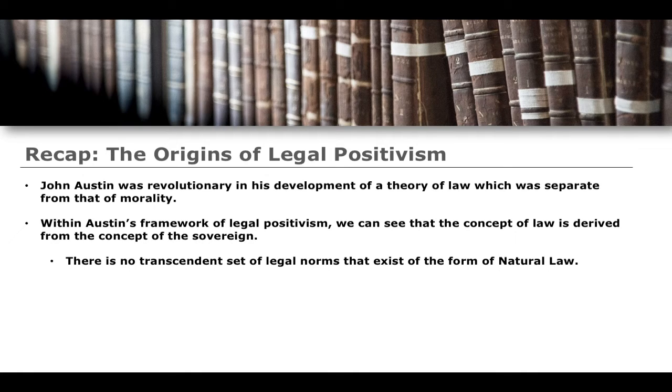What we do is get rid of this idea that there are transcendent sets of legal norms and principles. According to the Austinian positivists, there is no transcendent set of legal norms that exists in the same way a natural lawyer would understand it, and how a natural lawyer would understand the development of law and the interrelationship between law and morality.